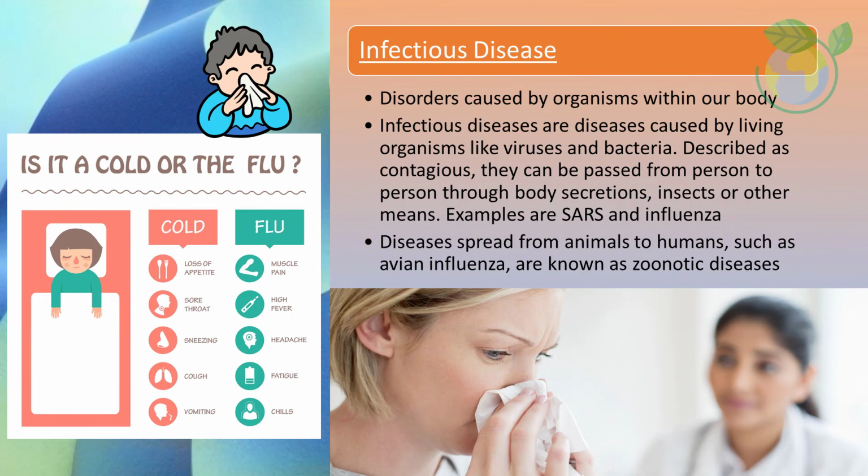Infectious diseases are termed as disorders caused by organisms within our body. This includes living organisms like microbes and bacteria. Described as contagious, they can be passed from person to person through body secretions, insects or other means. Examples are SARS and influenza, which are highly transmissible from host to host. Diseases could also spread from animals to humans, where examples include the avian influenza. These animal-to-human transmissible diseases are known as zoonotic diseases.